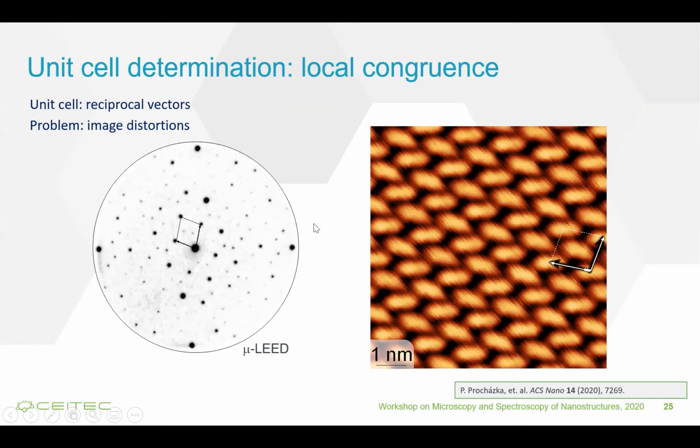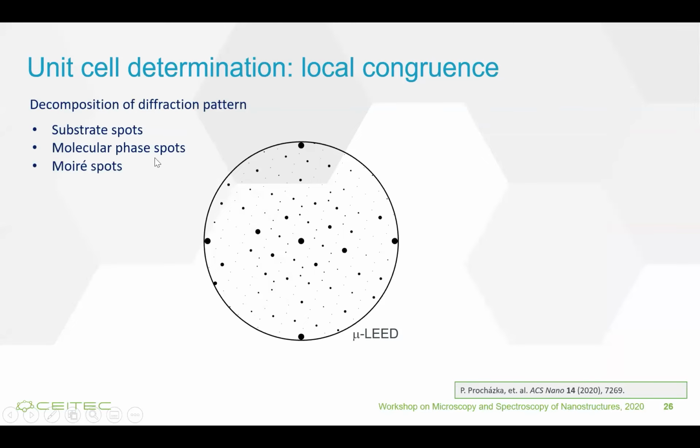And also the size, it's not easy in LEEM because there are some image distortions in the diffraction pattern, which prevent you from quantification, that is, measuring the distances and calculating the unit cell. So we have to go somewhere around, and then we can take advantage that we have so many spots. So first we decompose the patterns. We have the substrate spots, the molecule spots, and we even see those spots which are like moiré-like spots in between those.